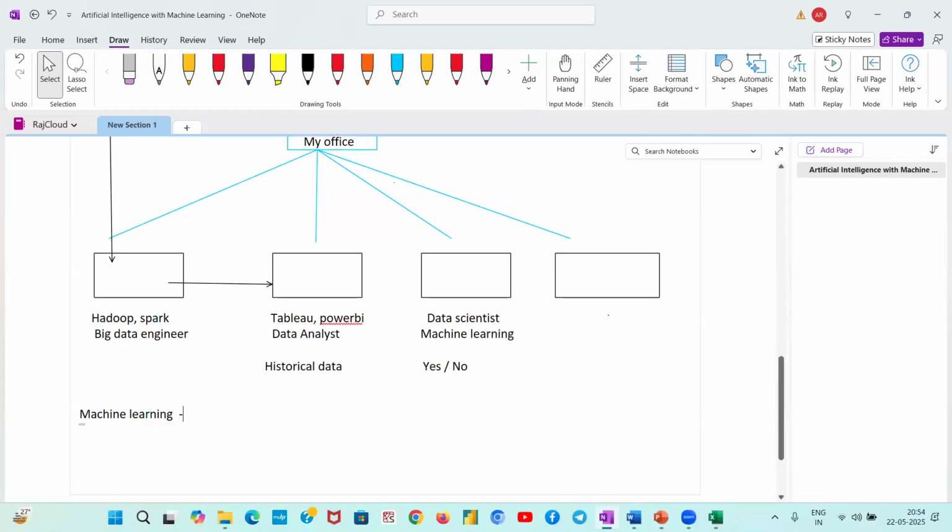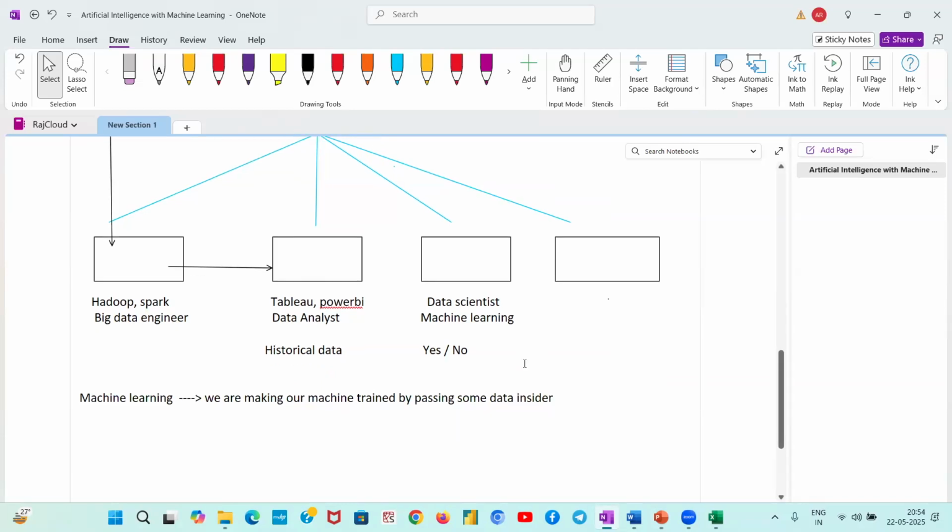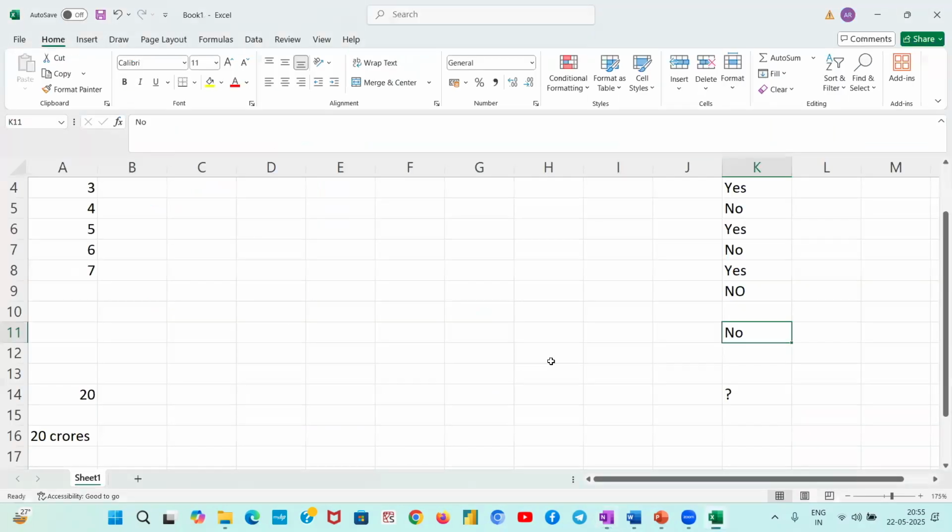When we are using machine learning, what are we actually doing? We are making our machine train by passing some data inside. What steps are we doing? We are making our machine understand the patterns in between the columns, that is, in between the variables. Which variables? What are those variables?